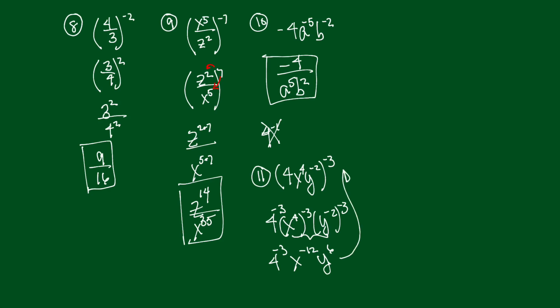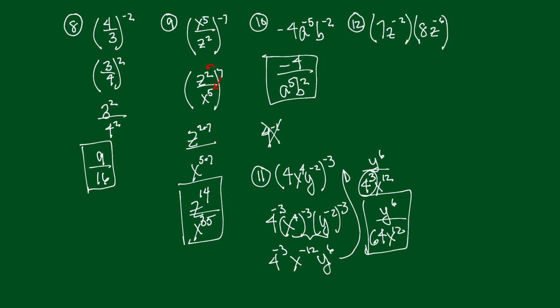Okay, one more step here. Let's get rid of the negative exponents. So I'm going to drop the 4 down to the bottom and the x down to the bottom. The only thing that stays on the top is the y because it's got a positive exponent. So I'm going to have y to the 6th over 4 to the positive 3, x to the positive 12, but we can take care of this one. We'll get y to the 6th over 4 times 4, 16, times 4 again is 64, x to the 12th.